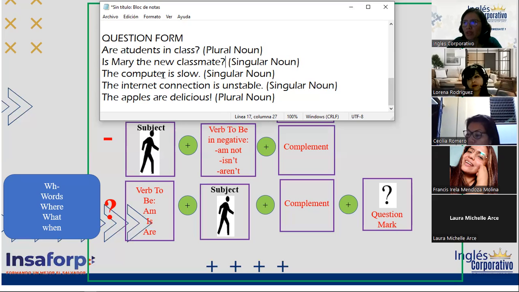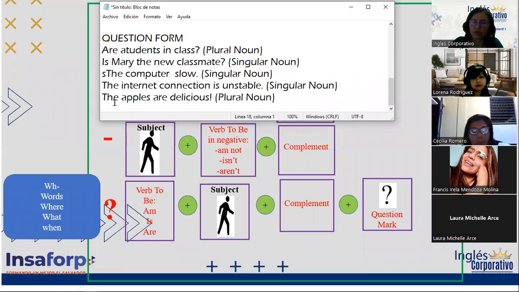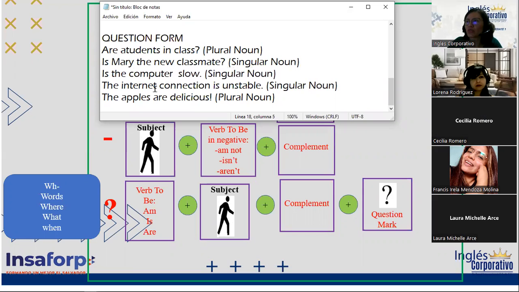Is Mary the new classmate? Me traigo el verb to be to the front, right? And I ask. Perdón. Is, right? Is the computer slow? Okay. Then internet connection. Is, right? Is the internet connection slow, unstable? Question mark at the end, right? Question mark at the end.